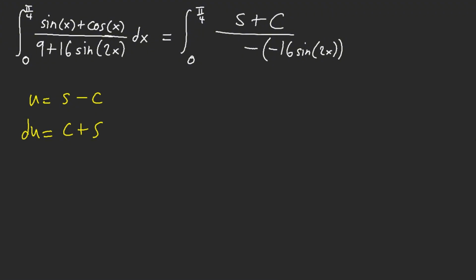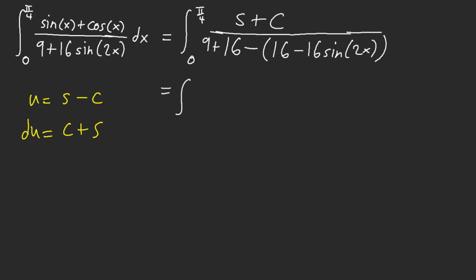I probably should have moved this out of the way because this is not 1 minus sine 2x. The square version of this is 1 minus sine 2x. So I need 16. But then what I did is I technically added negative 16, so I have to add 16 again. And then plus 9.